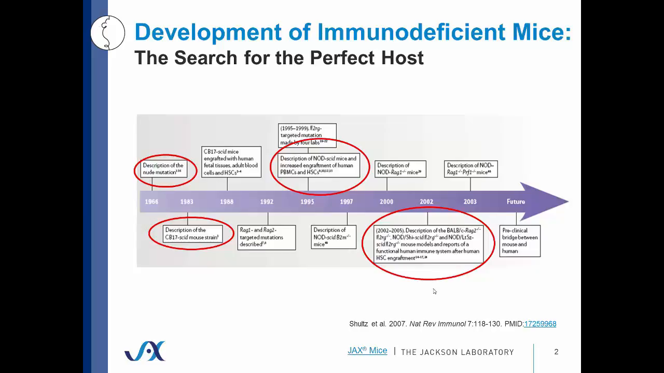So this is a timeline that was taken from a review by Dr. Lenny Schultz, who created the NOD/SCID gamma mouse here at the Jackson Laboratory. And as you can see here, he said the future would be a preclinical bridge between mouse and human. And I would argue that the NOD/SCID gamma mouse that is going to be used for transplantation studies in this presentation really is the preclinical bridge between mouse and human. But of course, there will be more genetic modifications in the future.